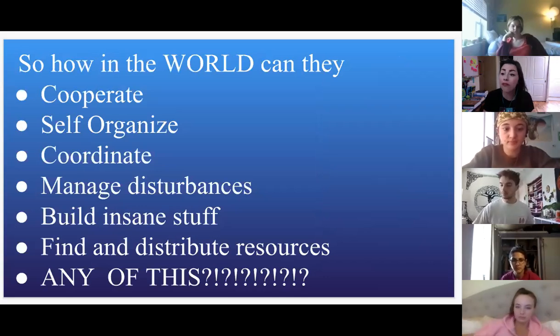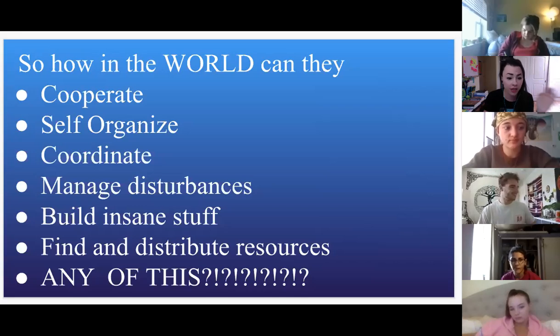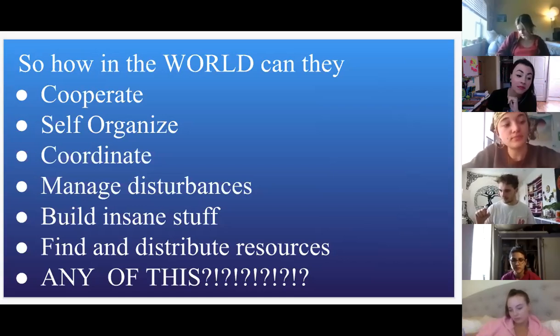How they do this makes my head explode, because they do all of these things without having anyone tell them what to do. There's no one in charge. They cooperate, self-organize, coordinate, manage the services, build all this stuff, find and distribute resources, all of this. No one tells them what to do. To me, that sounds kind of great.